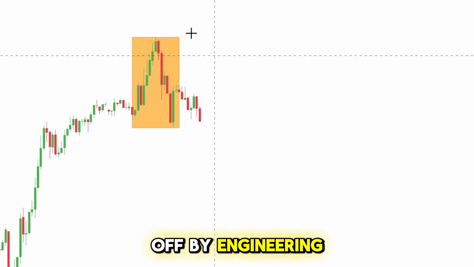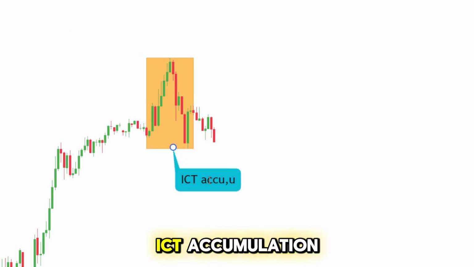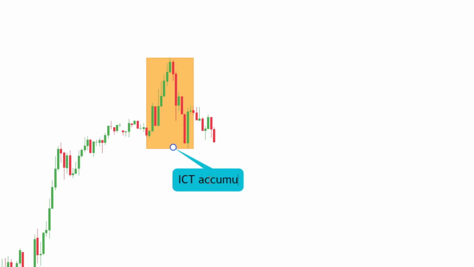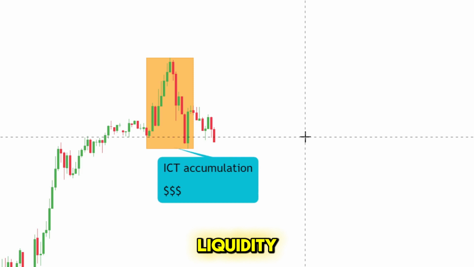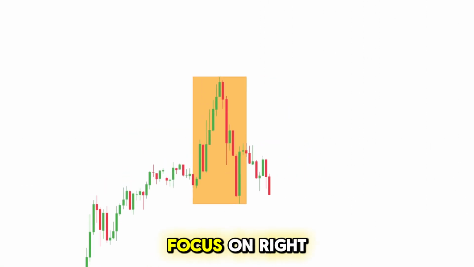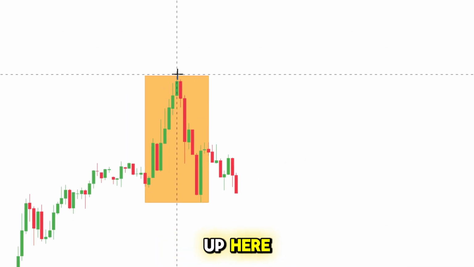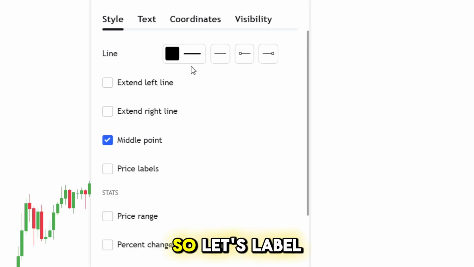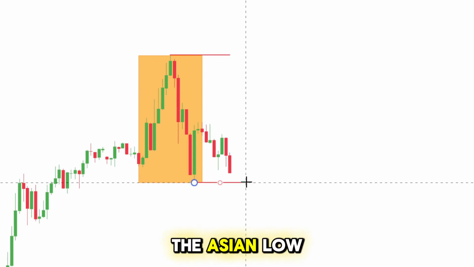So from here, price again starts off by engineering liquidity. Now this is the Asian range, right? The Asian range, again, is what we call the ICT accumulation, and the ICT accumulation essentially builds liquidity, right? So everything here is about liquidity. Now, there's two main points about this liquidity pool that we need to focus on, right? There's two points that have our attention. We have the Asian high up here. So let's label that in red. We have the Asian high up here, and we have the Asian low down here.